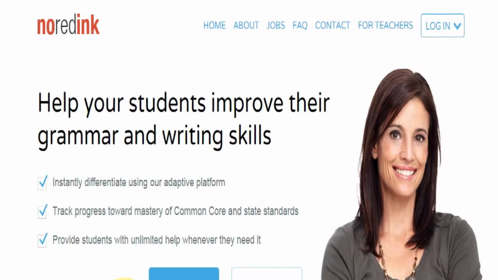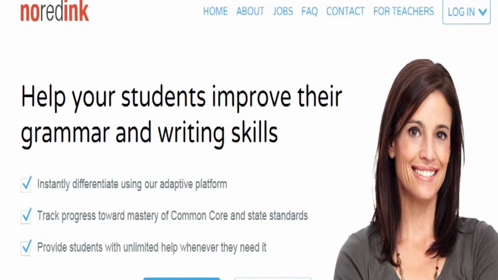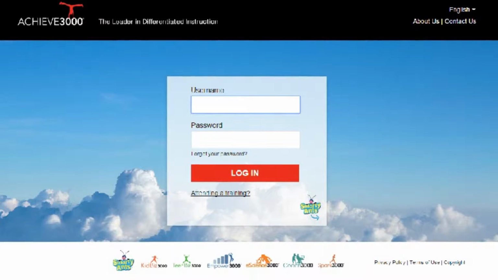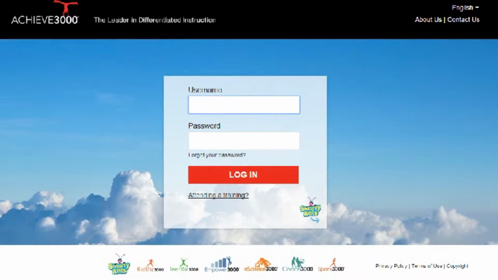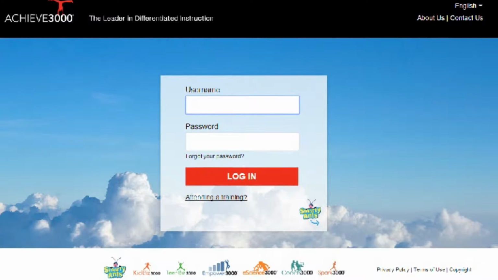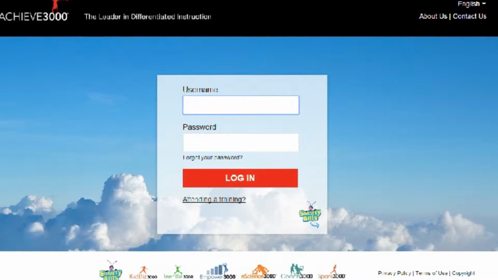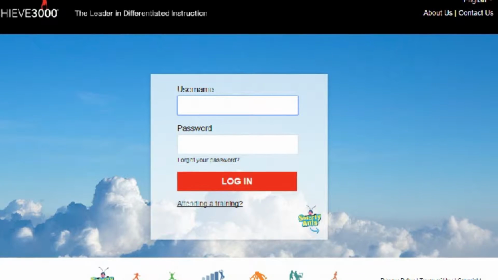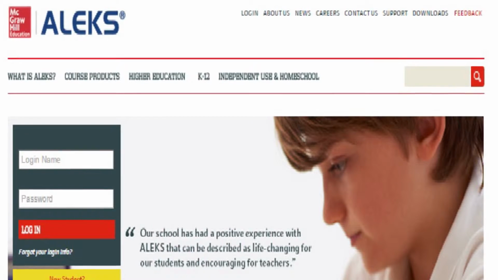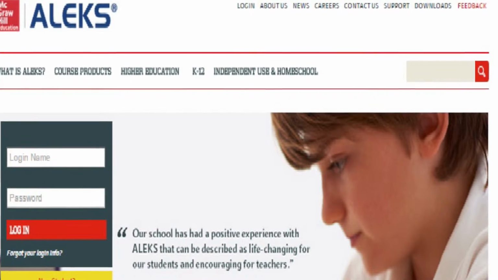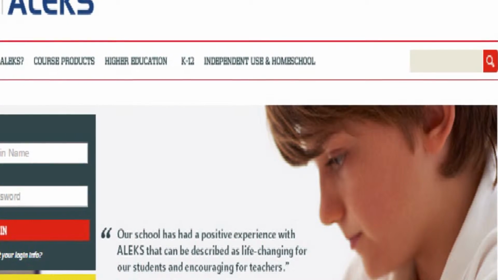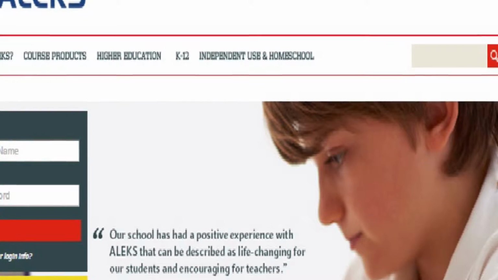In English, we use what's called No Red Ink. It's a grammar program, and we use Achieve 3000, which is a reading comprehension practice program that meets students where they are based on their Lexile, and it adjusts monthly. And then in math, we use a program called ALEX, which hits every strand within the math curriculum, and they build their pie and they increase their number. They master their topics as they progress through the course.